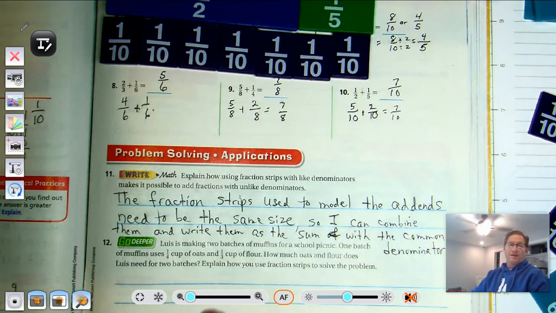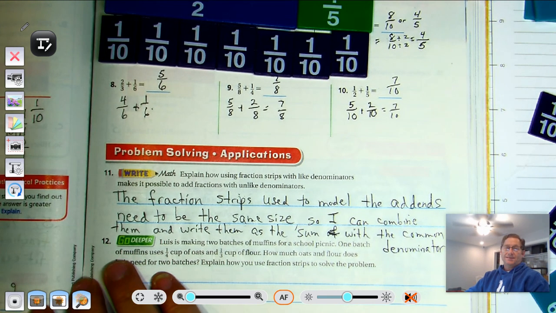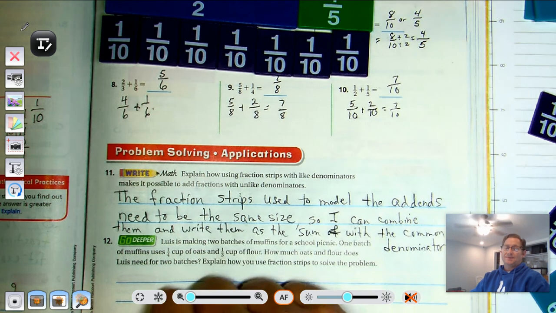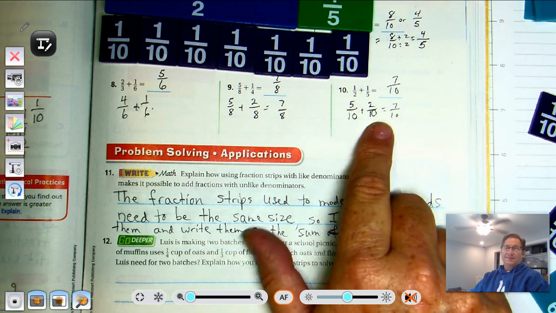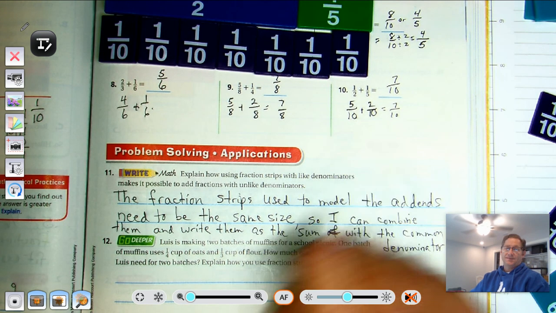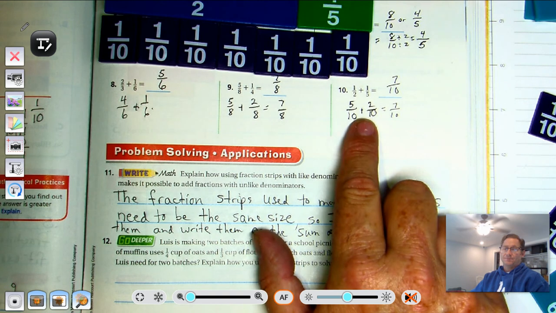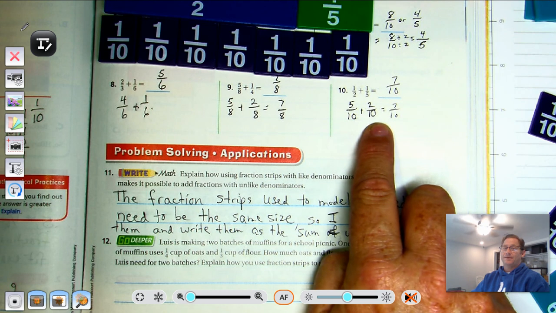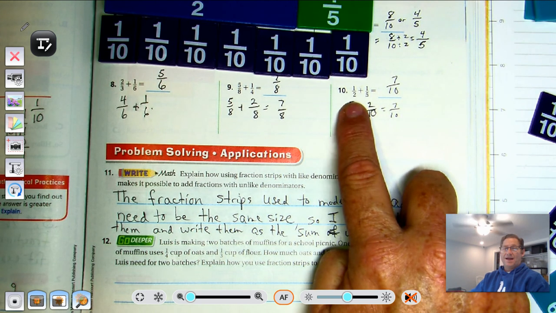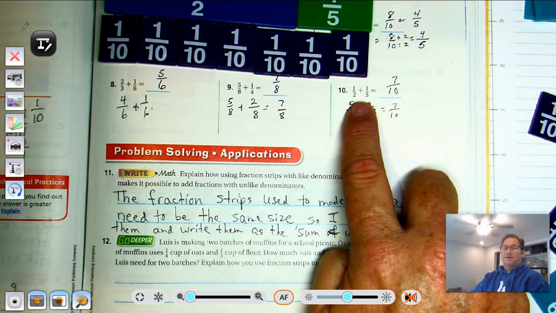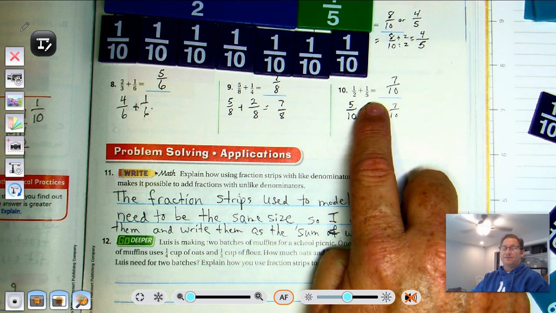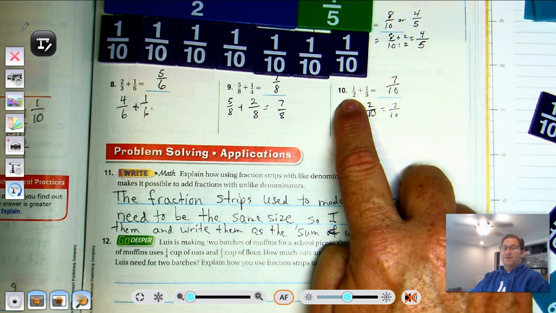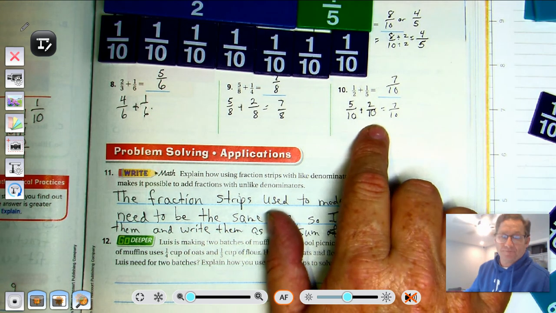So let's look at that. The fraction strips used to model the add-ins, like for instance 1 half plus 1 fifth, they need to be the same size. Once we made them the same size, tenths in this case, I can add them and write the sum with the same denominator. When there's 1 fifth and 1 half, it wouldn't be accurate to write this answer in fifths. And it wouldn't be accurate to write it in halves either. So we had to find a common denominator.